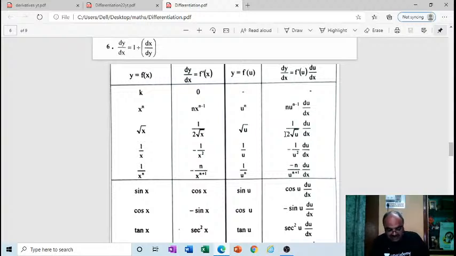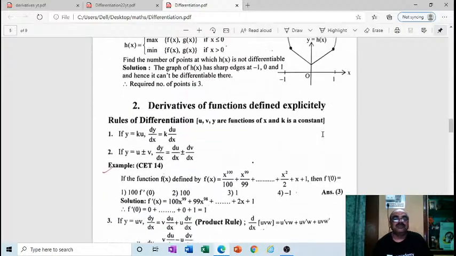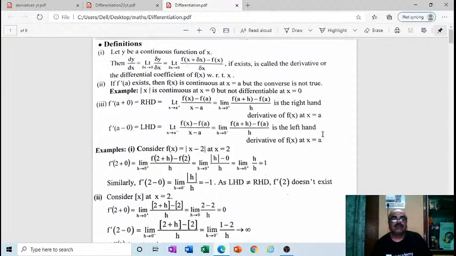If I say y is equal to f of x to be a continuous function of x, then f dash of x, which is called dy by dx, is equal to limit delta x tends to 0, f of x plus delta x minus f of x by delta x. If this exists, it is called the derivative or differential coefficient. Friends, these two are the fundamental terms. Either the word derivative can be used or the word differential coefficient can be used for this.